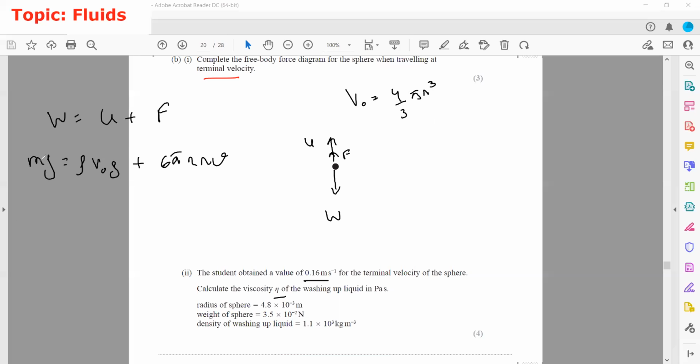So same thing. They give us the weight of the sphere, so this part is already given. I don't have to convert it, W is already given. The density of the fluid, the washing up liquid, is also given. Volume of the object is 4 by 3 pi r cubed. The radius is given, so using the radius we'll get the volume. Gravity is 9.81. 6 is a constant. Pi is a constant. This is eta, which we are finding. r is the radius and v is the terminal speed. So we just substitute all these in the formula to get the value for the viscosity.